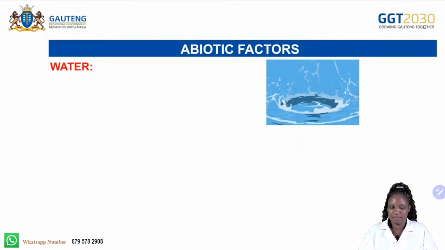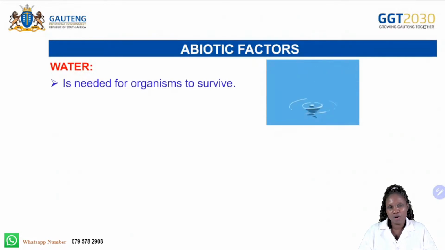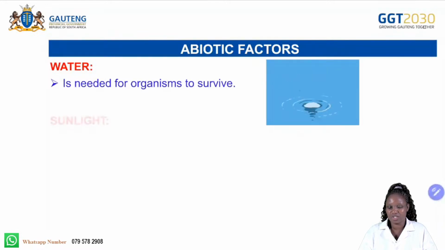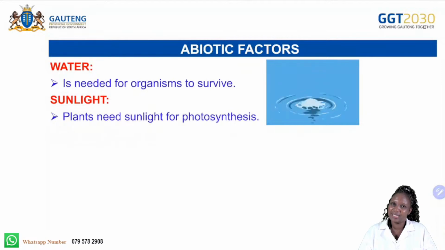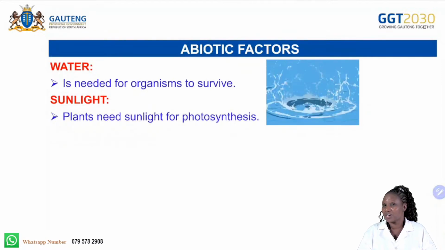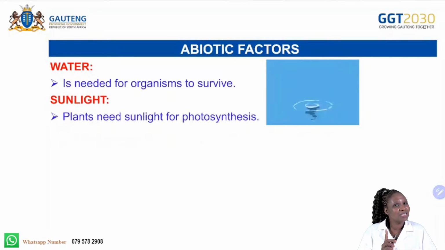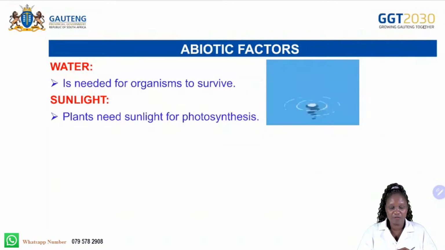Okay, and then let's move on to water. Okay, water is needed by the organisms to survive. All right, water is precious to life. Okay, and then let's look at sunlight. Sunlight is very important. Remember, we said sun is the ultimate source of energy. Trees need sunlight for photosynthesis.